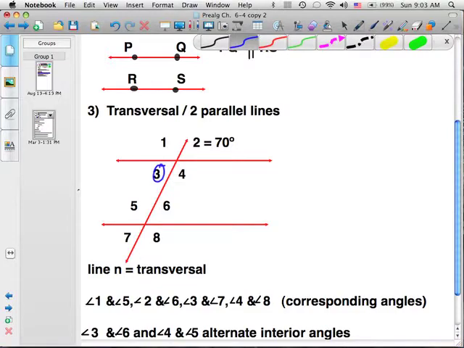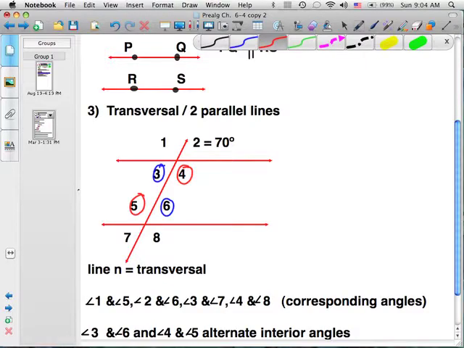And there's also what we call alternate interior angles. 3 and 6 are alternate, they're across the transversal and they're interior, between the parallel lines. And 4 and 5 are alternate interior angles, and they are equal. So 3 and 6 are equal, 4 and 5 are equal. So we're getting a lot of corresponding or congruent angles.